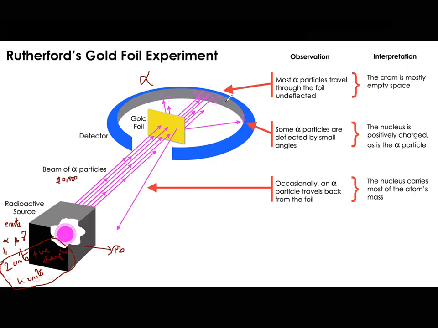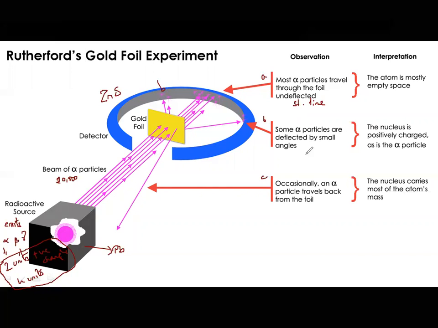Around the gold foil, he had placed a circular fluorescent material, zinc sulfide. He started the experiment and came to 3 conclusions. He found that out of 20,000 rays, most went undeflected. All the glows were produced here only. So most of the alpha particles traveled through the foil undeflected. They passed in a straight line, which means they went undeflected.